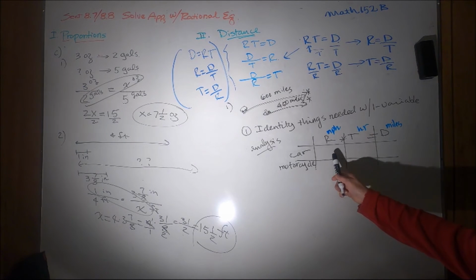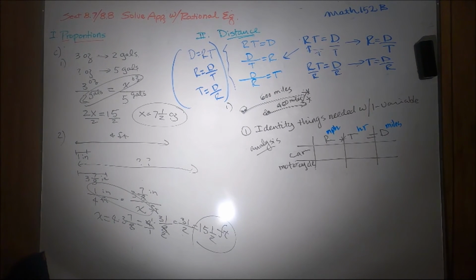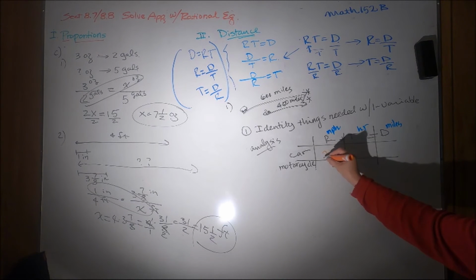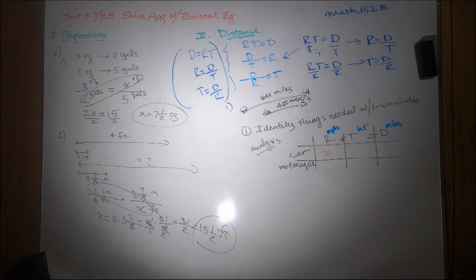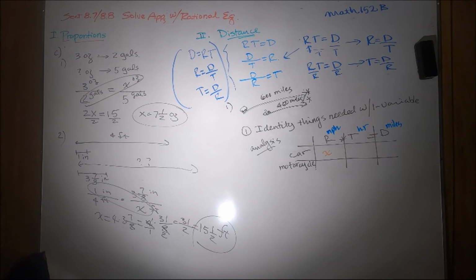Do we know the speed of the car or the motorcycle? No. So for the things we don't know, we use what? X. So if you put the X for the car, what's the speed of the motorcycle? Don't put a Y there, right? We can only use what?